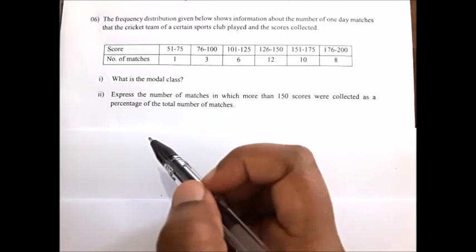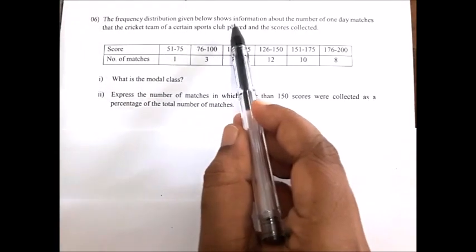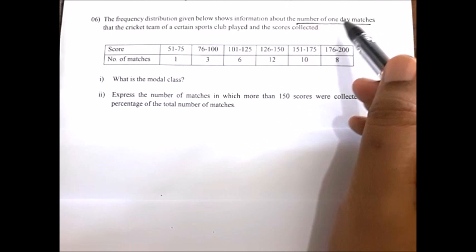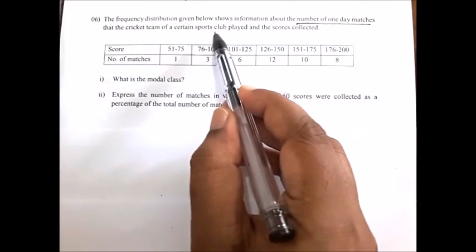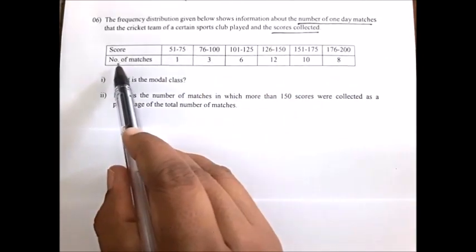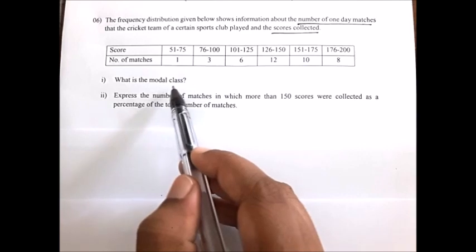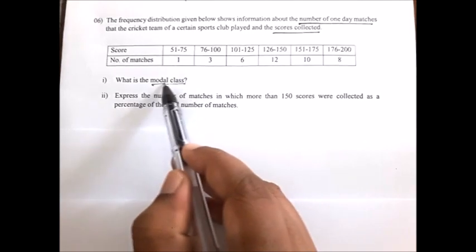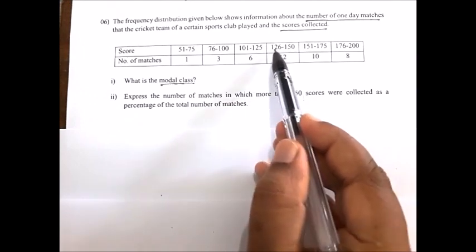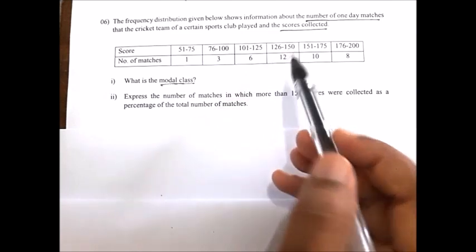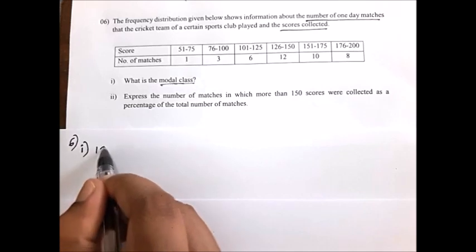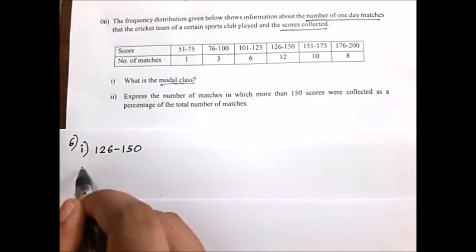Let's start the sixth question. The frequency distribution given below shows information about the number of one-day matches that the cricket team of a certain sports club played and the scores collected. These are the scores and here the number of matches. What is the modal class? Modal class means the class interval containing the highest frequency, the highest number of matches, and the score is 126 to 150. The answer for the first one is 126 to 150.